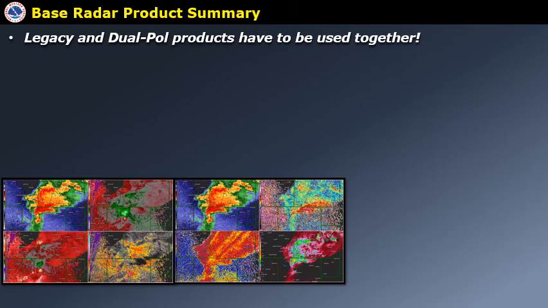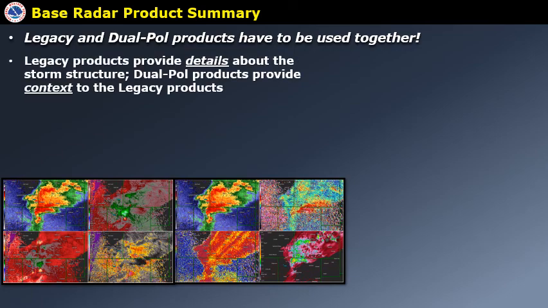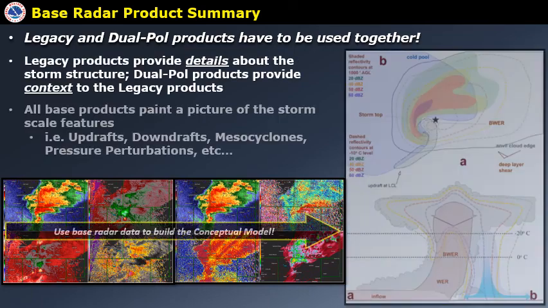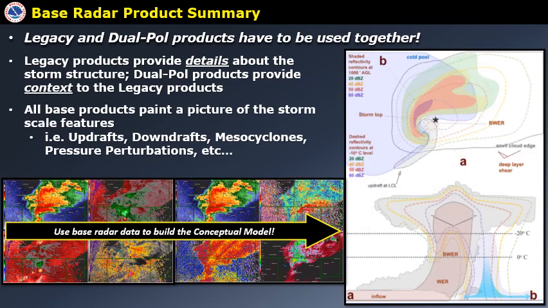As a recap, the legacy and dual pole products must be used in tandem with one another. Legacy products provide details about the storm structure, while dual pole products provide the context to the legacy products. All base products paint a picture of storm scale features, and we can use the base radar data to build a conceptual model.